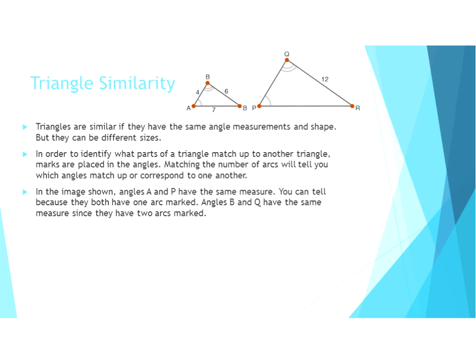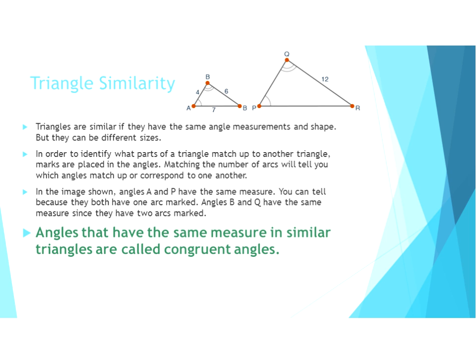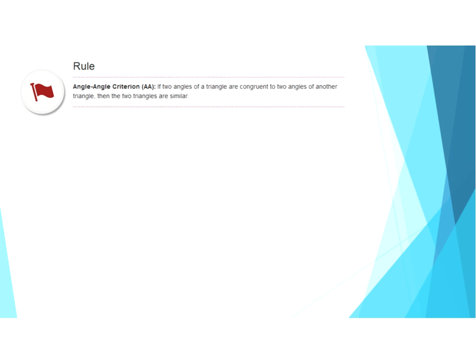In this image that's shown up here, angles A and P have the same measure. You can tell because they both have one arc. Angles B and Q have the same measure since they have two arcs. So because they have the same markings, that means that they are equal measurements. Angles that have the same measure in similar triangles are called congruent angles. So when they're the same, they are called congruent.